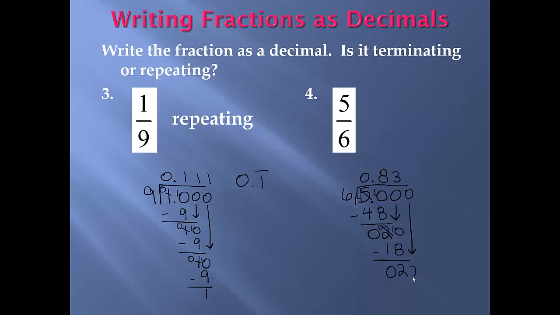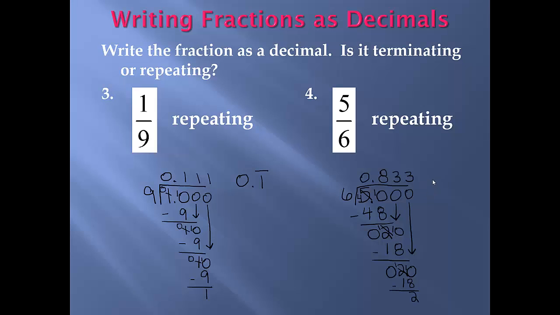So now we have 20. 6 goes into 20 3 times, and 3 times 6 is 18. When we subtract, we're going to get 2. Notice that if we add a 0 and bring it down, again we would have 20, and when we divide we again would get 3. So now we can see that our 3 is repeating. So this would be considered a repeating decimal.